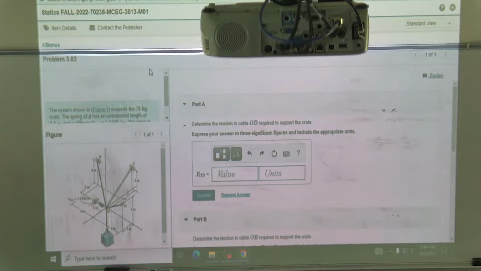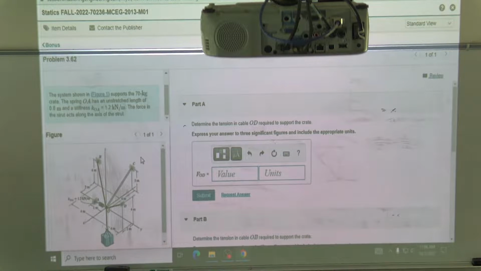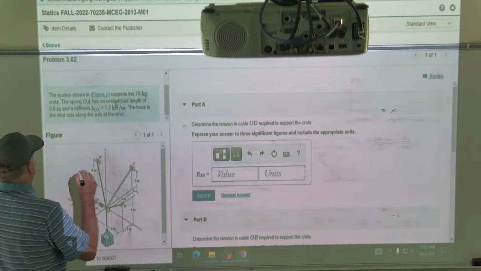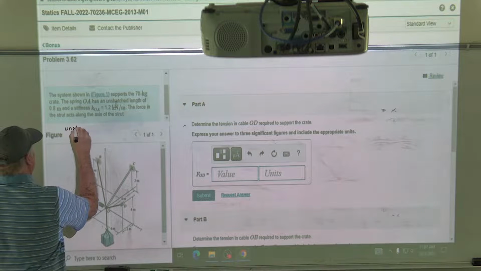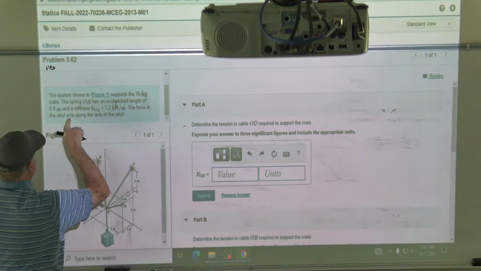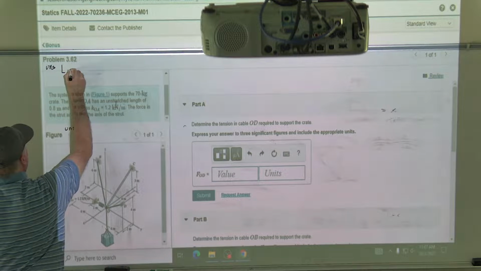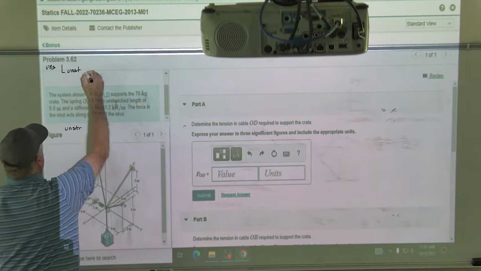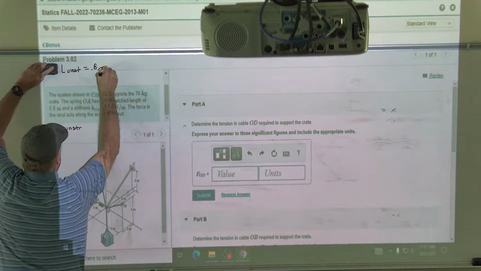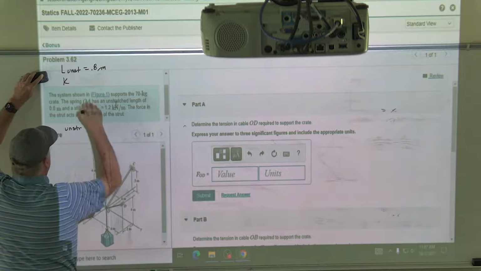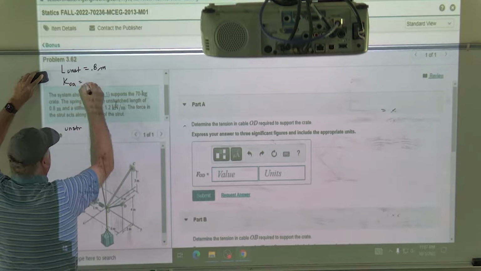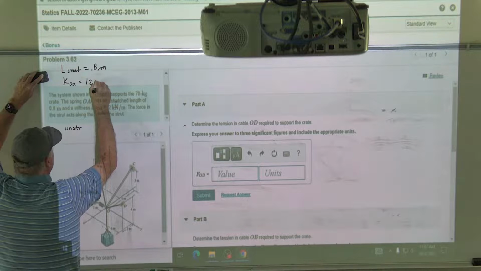Okay, it's format. You can't move any of these bars. Is there a way I can just look at that? Well, let me just write the information down, and then I'll try to get that picture to become bigger. Okay, so it says it has unstretched length. Length unstretched equaling 0.8 meters, and the spring stiffness of k_OA equal to 1. I'll do it that way.